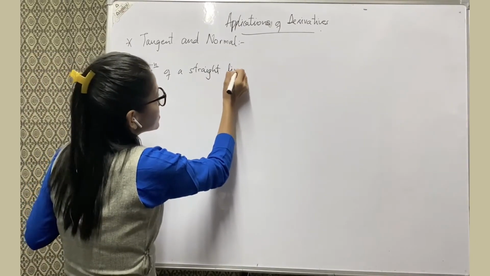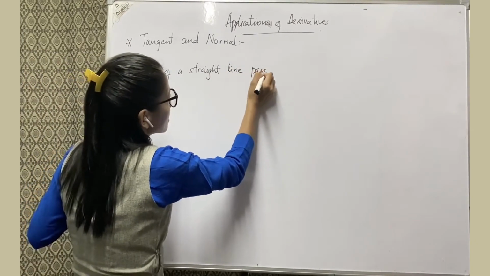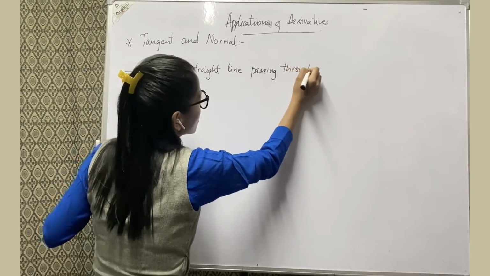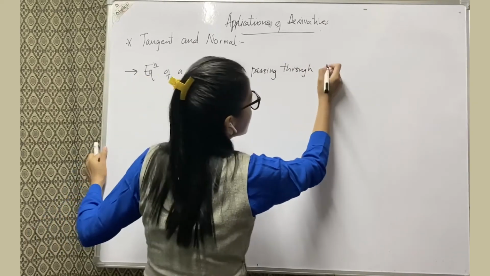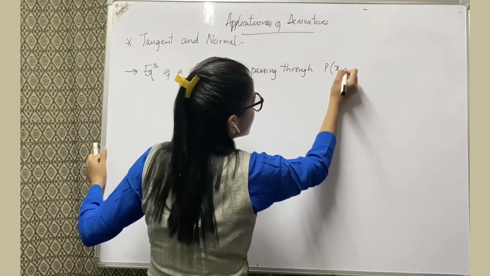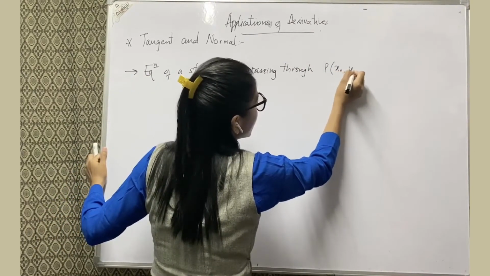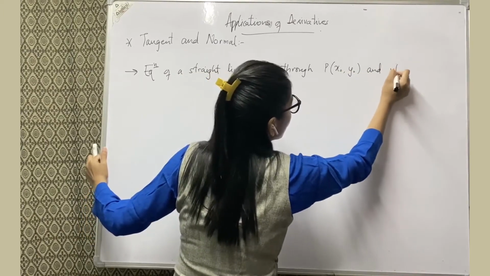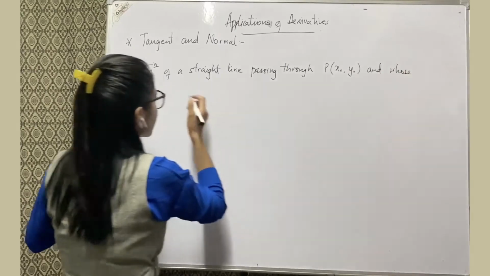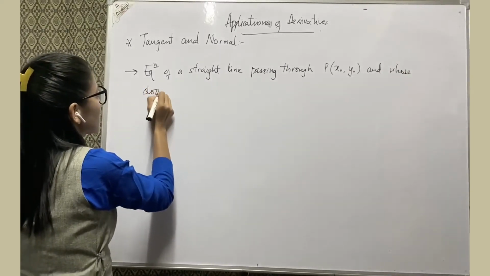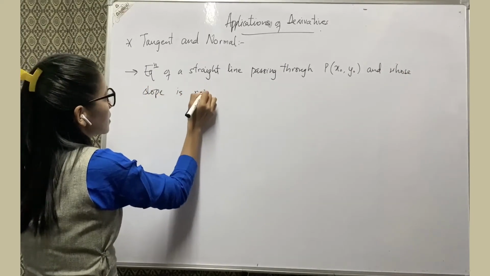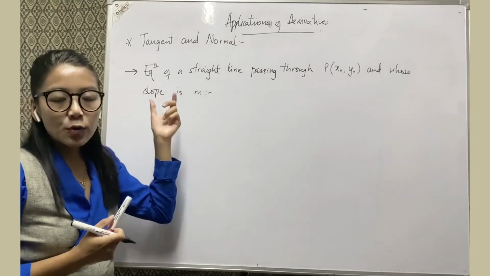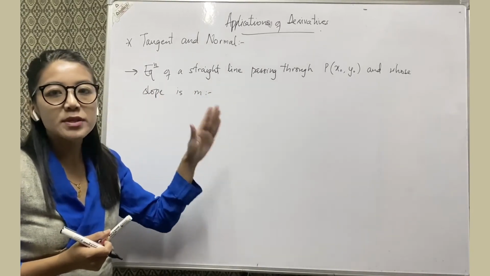Equation of a straight line passing through a point P whose coordinate is say x naught, y naught, and whose slope is m. Now you know what we mean by slope. Slope is the steepness of the line.